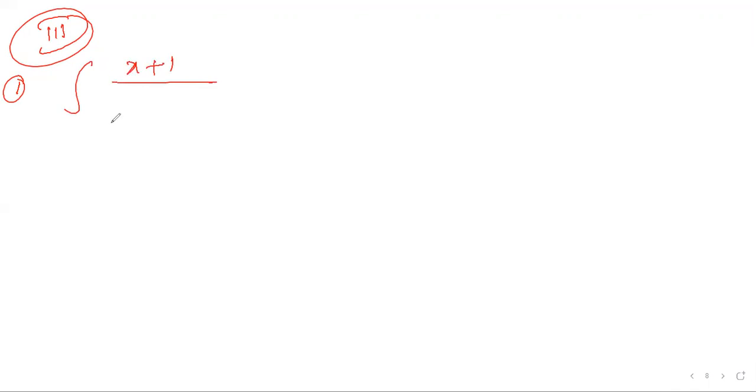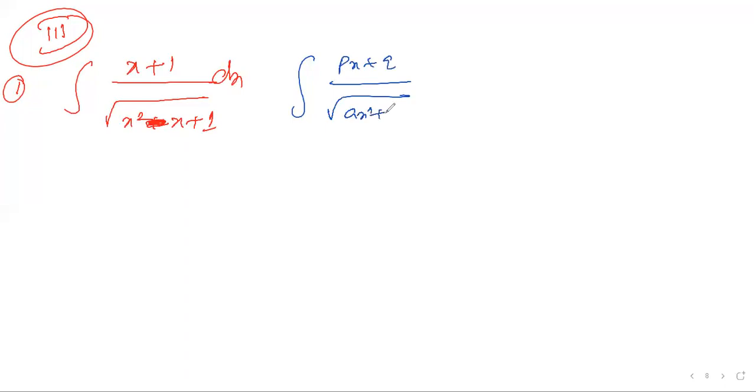x plus 1 by under root of x square minus x plus 1, dx. Only one question I'll explain very clearly, the rest are for your homework. This question looks like px plus q by under root of ax square plus bx plus c model. Clear? What I told you, the question should be like this.